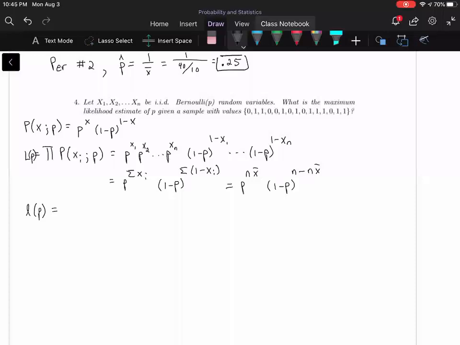I got nx bar times ln of p plus quantity n minus nx bar times ln of parentheses 1 minus p. That is perfect. So nx bar ln p plus the quantity n minus nx bar times the natural log of 1 minus p.